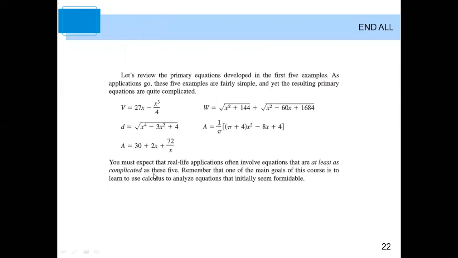All right, so let's review the primary equations developed in the first 5 examples as applications go. These 5 examples are fairly simple, and yet the resulting primary equations are quite complicated. We have the volume, the distance, the area formulas, and the wire length. You must expect that real-life applications often involve equations that are at least as complicated as these ones. So remember that one of the main goals of this course is to learn how to use calculus to analyze equations that initially seem formidable.